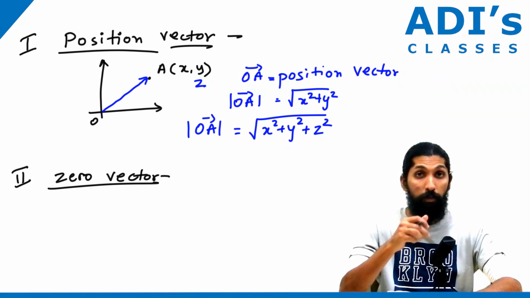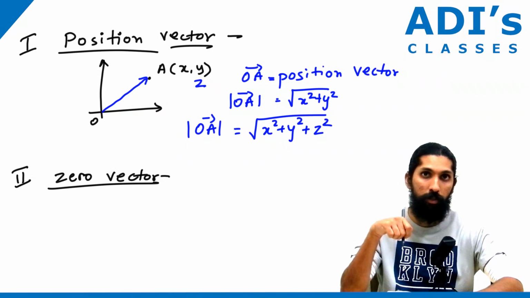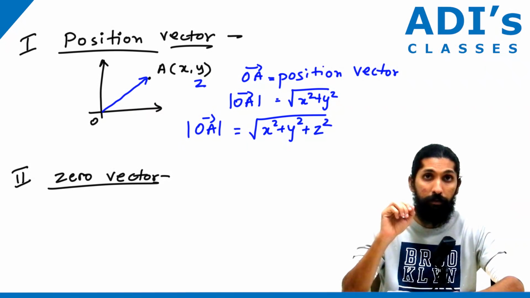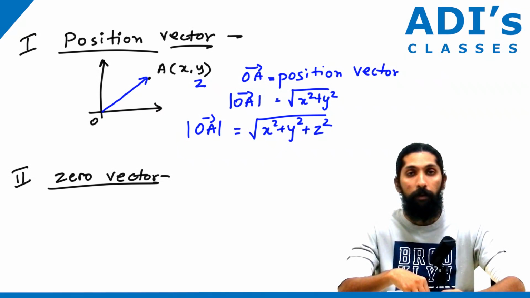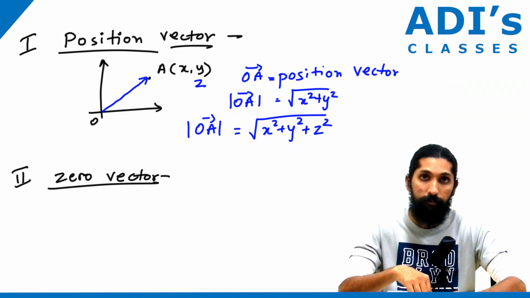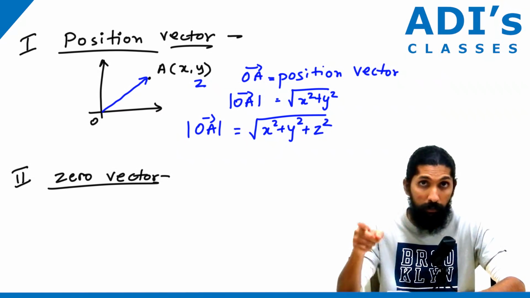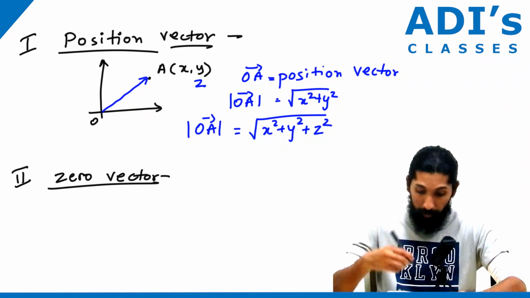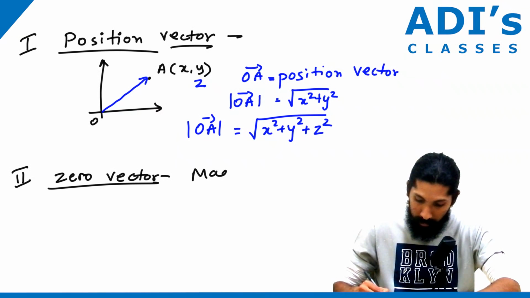Now, zero vector is that type of vector where the magnitude is zero, but it has a direction. Now, this might be a little confusing to understand. How can something have zero magnitude, but have a direction? A simple, practical example: I'll tell you, turn towards north, but don't move. Just stay there as it is. You have a direction, but you don't have any magnitude. This basically is a zero vector. That means a zero vector is that vector where the magnitude is zero, but it has a direction.